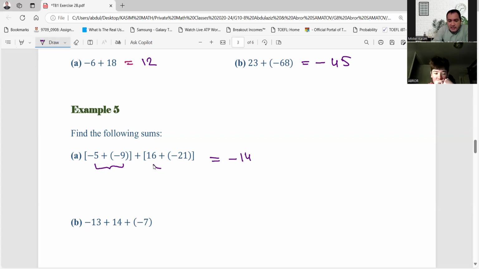And how about 16 plus -21? We subtract, right? Because one is positive, one is negative. So that means this 16 is going up and -21 is going down, right? So the difference is -5. And now both are negative numbers. You're combining two negative numbers. -14 plus -5 is -19.